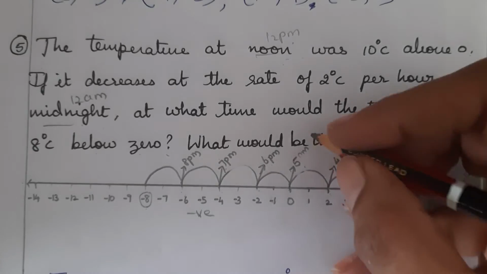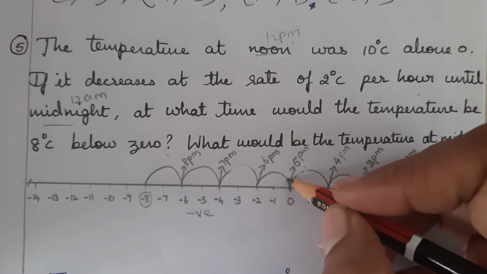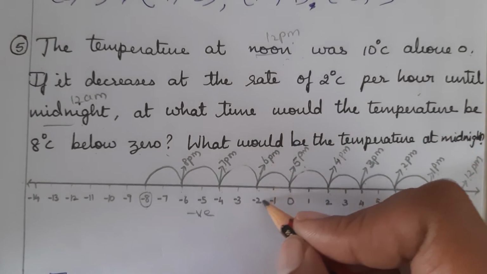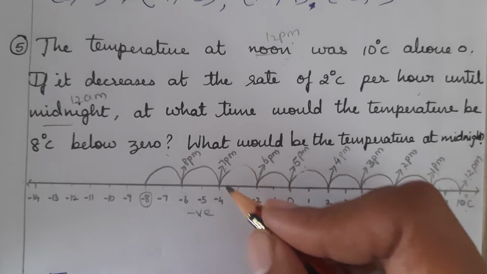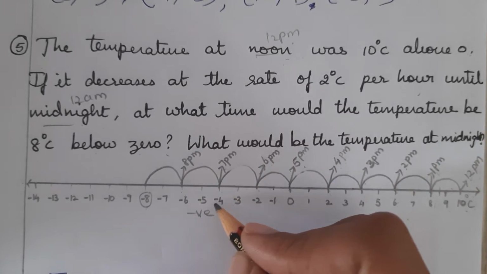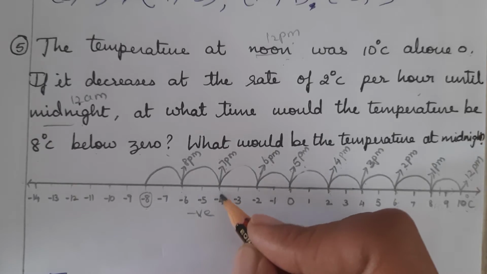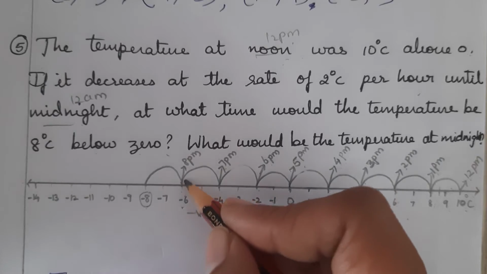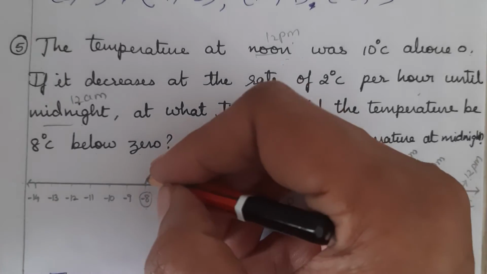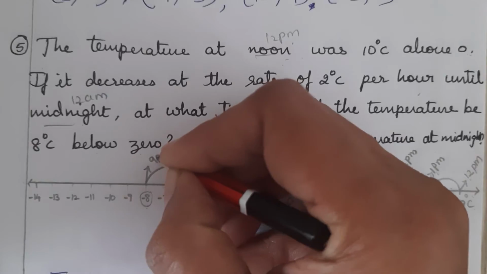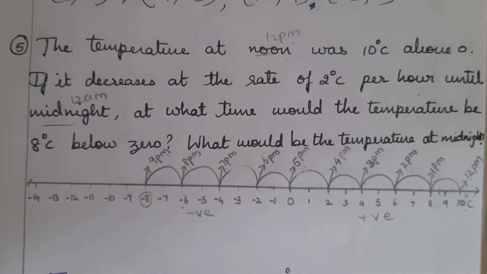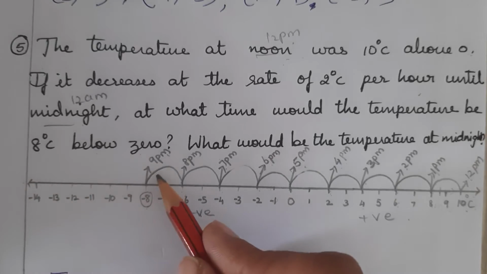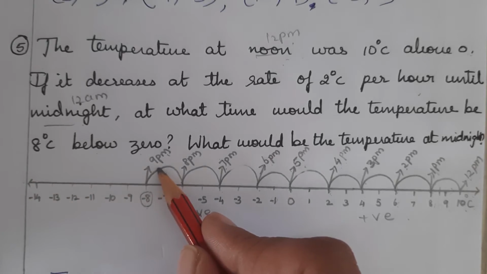At 5 p.m. it becomes 0 degrees Celsius, and then at 6 p.m., 0 minus 2, that is minus 2 degrees Celsius, and then at 7 p.m., after 1 hour, again it reduces by 2 degrees Celsius, so it becomes minus 4 degrees Celsius, and at 8 p.m. it becomes minus 6 degrees Celsius, and after 1 hour, that is at 9 p.m., it becomes minus 8 degrees Celsius. So at what time would the temperature be 8 degrees Celsius below 0? At 9 p.m. This is the first question.